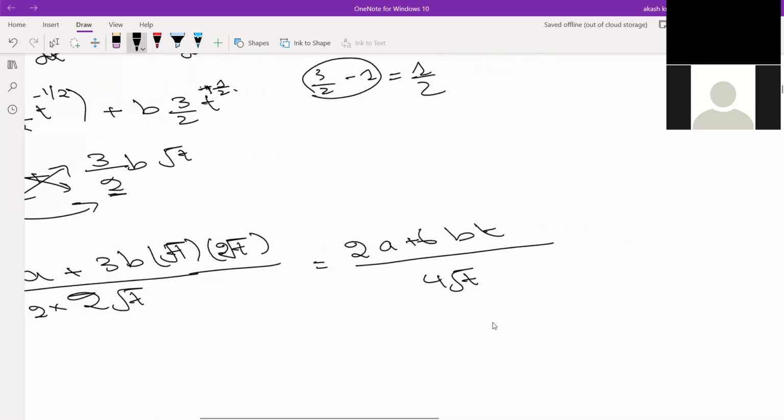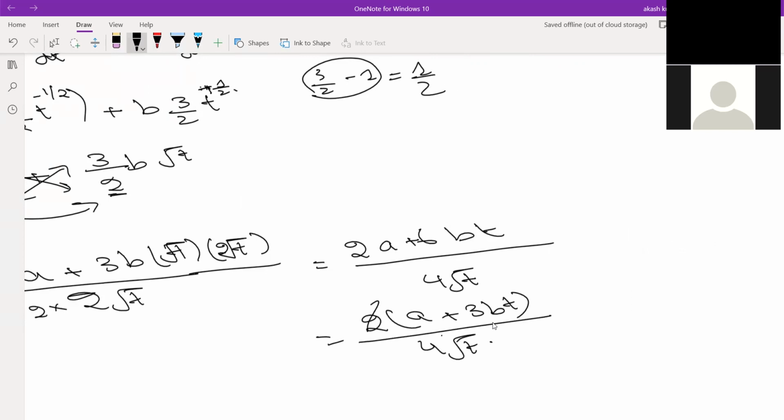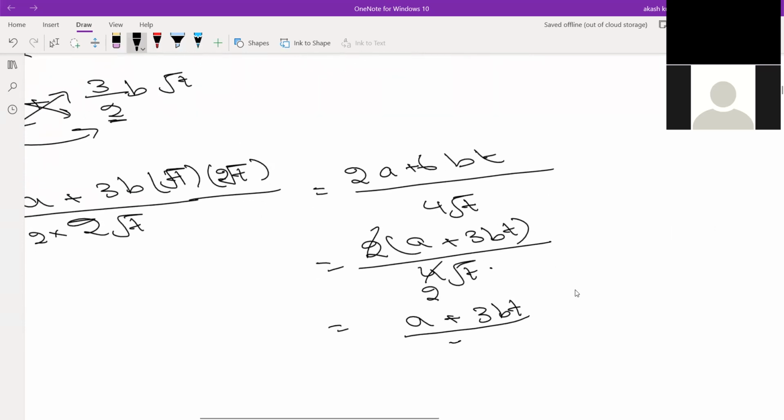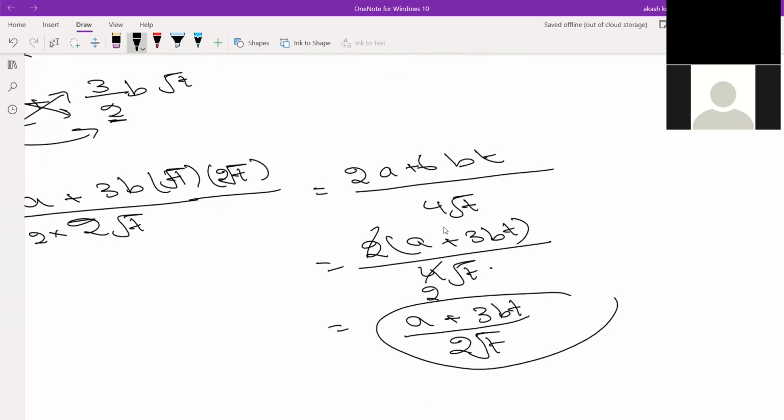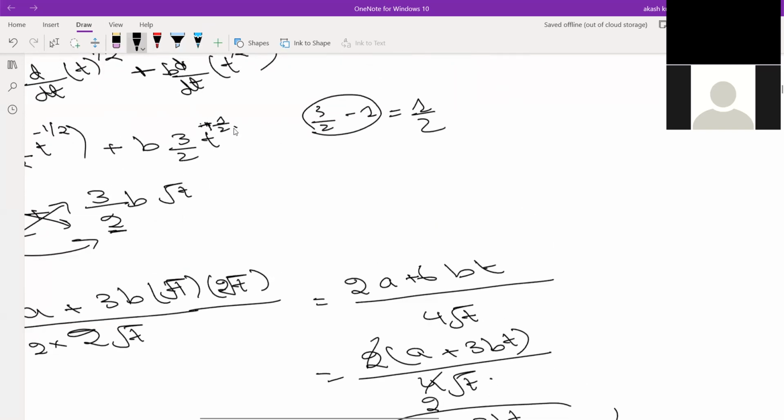Yes. Okay. Now, can we take 2 common? A plus 3bt will be left inside. And we have 4 square root t in the bottom. 2 goes into 4 by 2 times. So it would be a plus 3bt divided by 2 square root t. Okay. Now we have got the same answer. I just made a mistake. I thought it's t minus half. And then the answer. Is it clear? Yes. Okay.